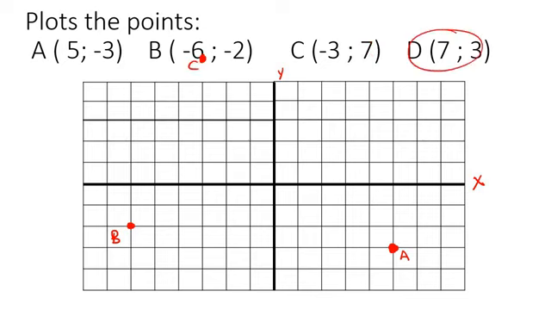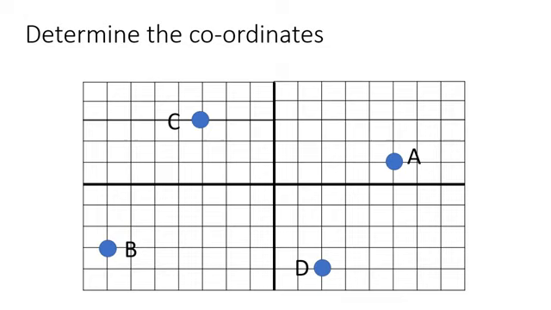And then this one is going to be 7 to the right, 1, 2, 3, 4, 5, 6, 7. And then 3 up, 1, 2, 3. And there we go. So that's how you plot points. Now let's just do one little example or activity where you just have to go find the coordinates. So let's go find the coordinates of A. So you need to find its x and its y.